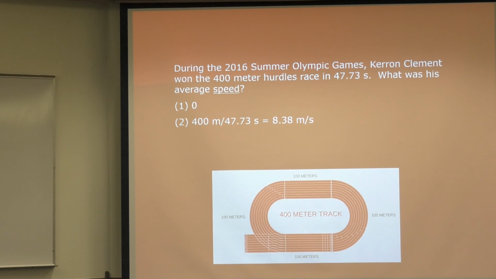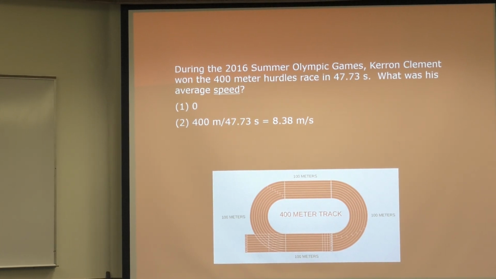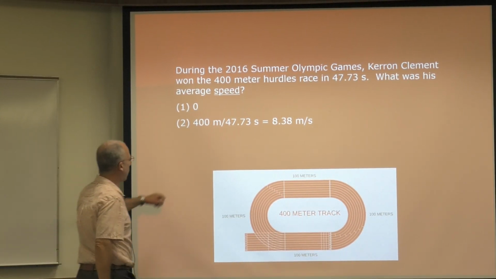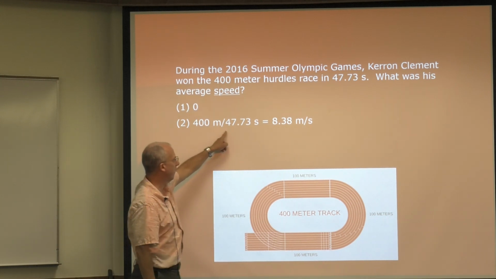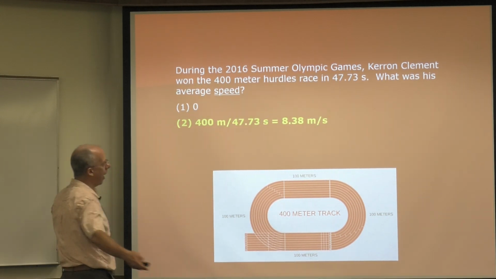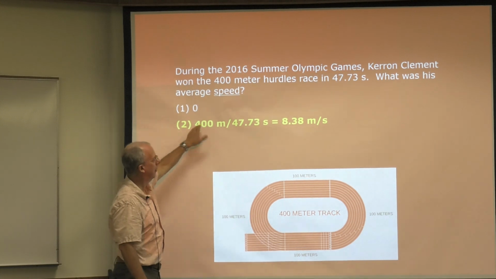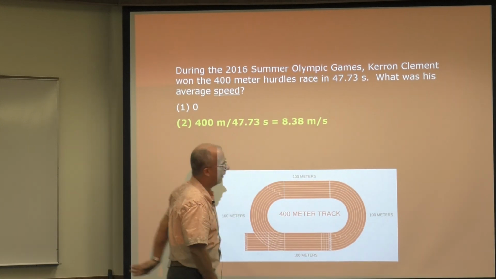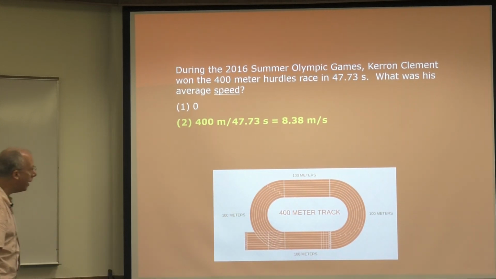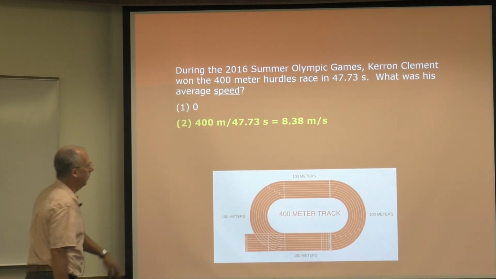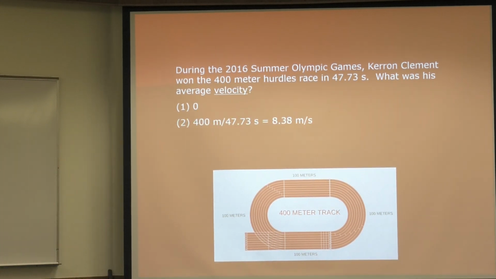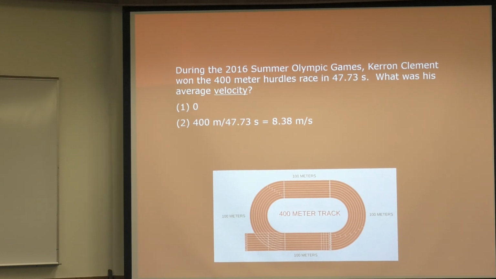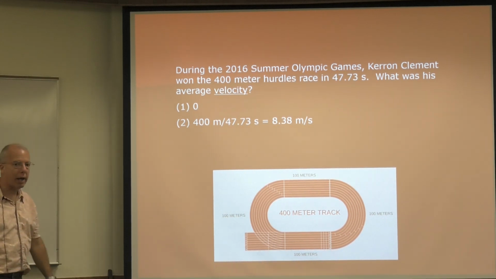Okay, average speed is the total distance over the total time. His total distance is 400 meters. His total time is 47.73 seconds. So that's the average speed. Note there's no direction. Well, I don't care about that. Okay, on the other hand, what was his average velocity?